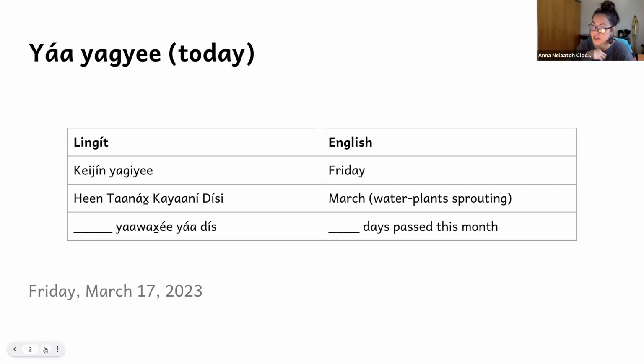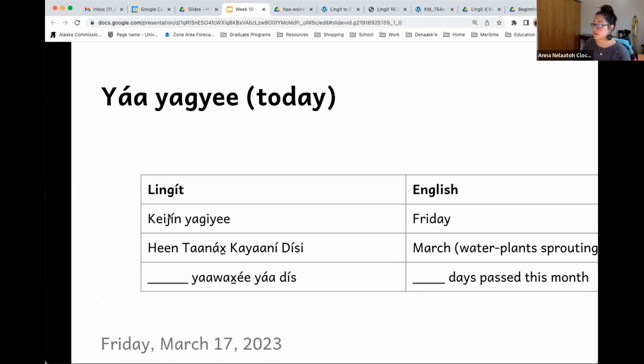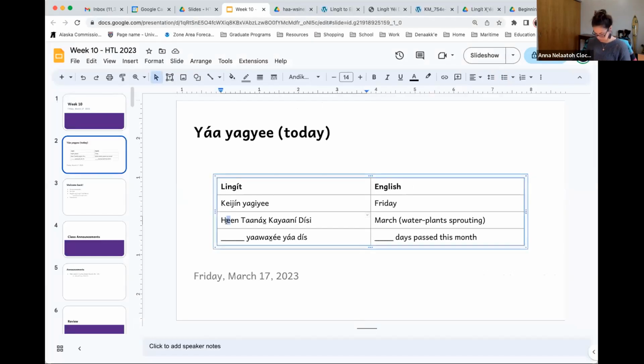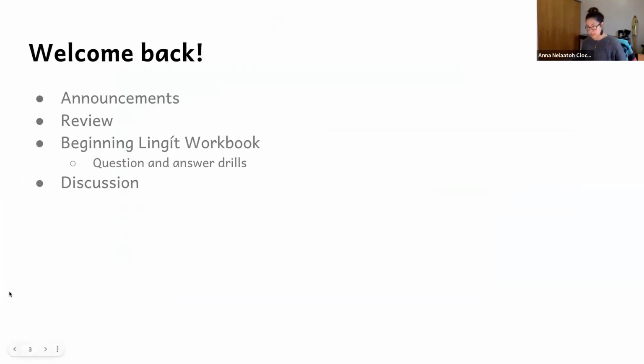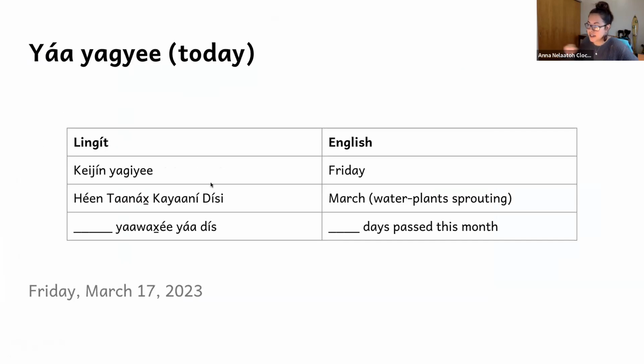And the month name we use for March is plants sprouting under the water. Oh, and I've spelled Héen wrong. One sec. Héen is high tone. All right. So go ahead and repeat the month name. Sorry guys, all crazy with the mouse today. Go ahead and repeat the month name after me. Héen Taanáx Kayaaní Dísi.